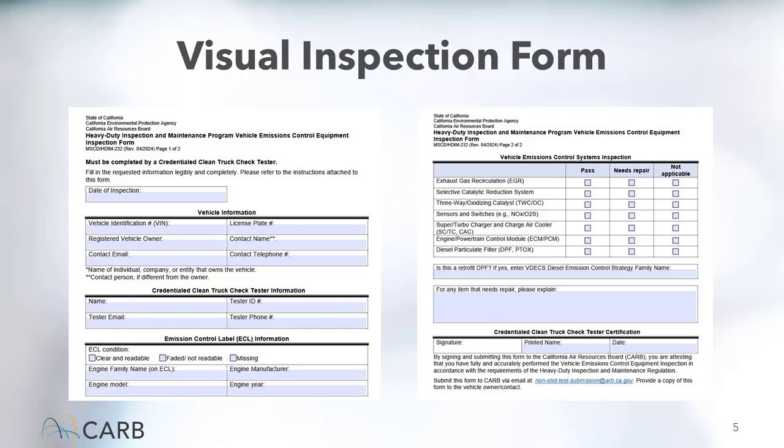To complete a non-OBD vehicle inspection for the CTC program, the credentialed tester will also need to complete the visual inspection form shown here. This form is designed to be filled out electronically, but it can be printed and filled out manually as well. If you choose to fill the form out by hand, please print legibly to ensure CTC Viz staff can read and interpret your submission properly.